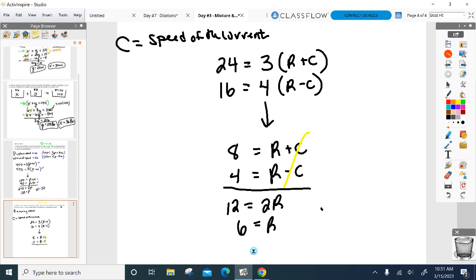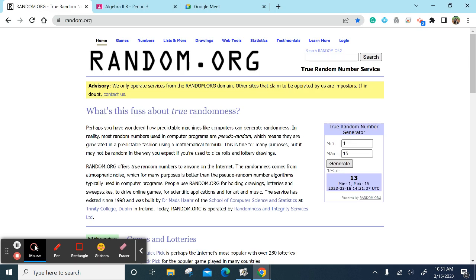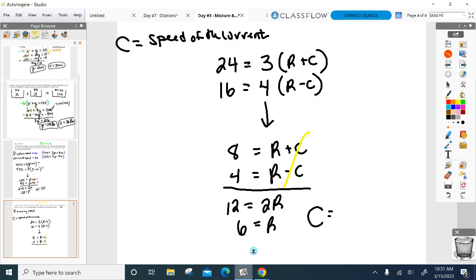Rowing speed is 6. Go ahead, plug it back in. Speed of the current when you're ready. Speed of the current.